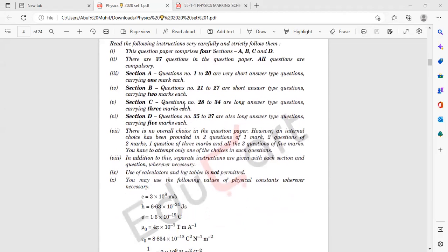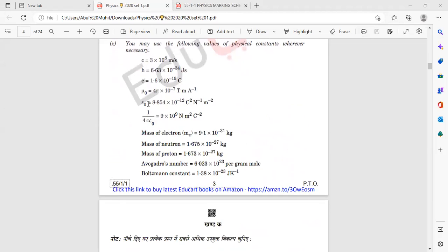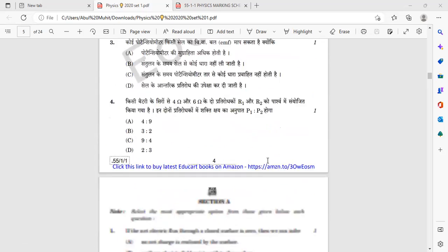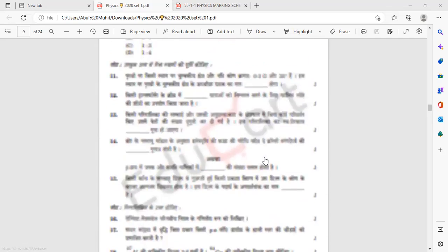for the time being. So, this is the old pattern. Now here these values will be given to you: speed of light, Planck's constant, charge of electron, permittivity, and mass of protons, neutrons, and electrons, Avogadro number, and Boltzmann constant. Now, the first question is in Hindi, I think alternate Hindi.